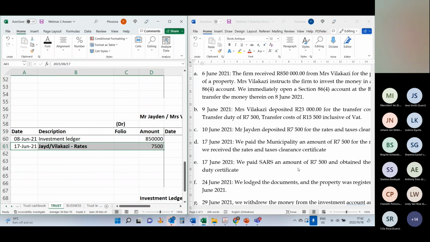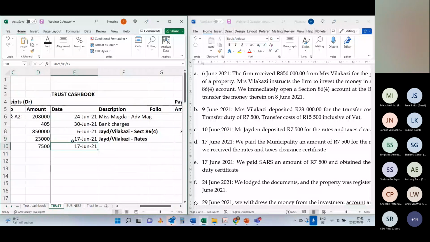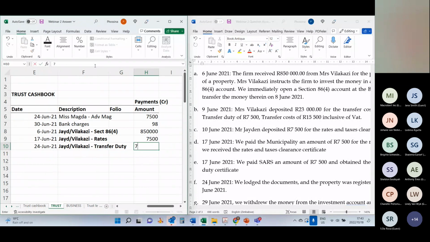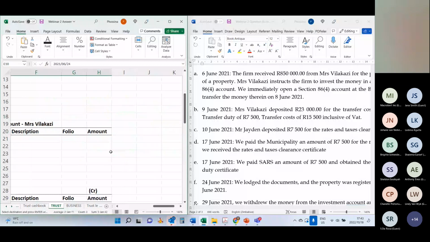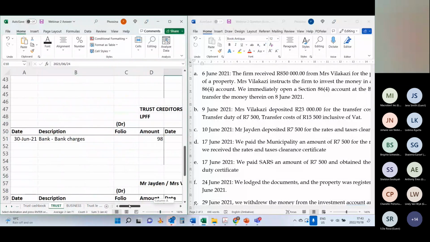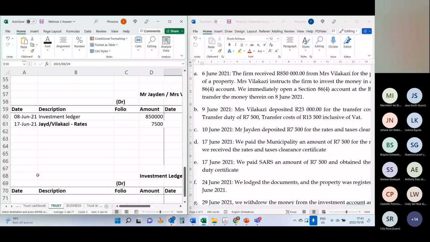And then we pay SARS an amount of 7.5, and we obtain the duty. So it's more of the same. Our conveyancing matter is going well. We are obtaining our certificates, and we are also recording. The most important thing is to make sure that we record. Okay, it's transfer duty, and how much do we pay? 7,500. And to make it easy, you also copy your transaction and take it to your ledger. This is your trust account, simple, it's against the ledger, and then you post.